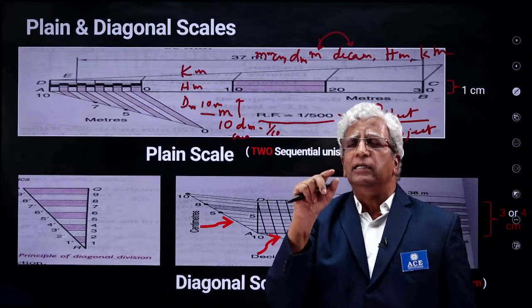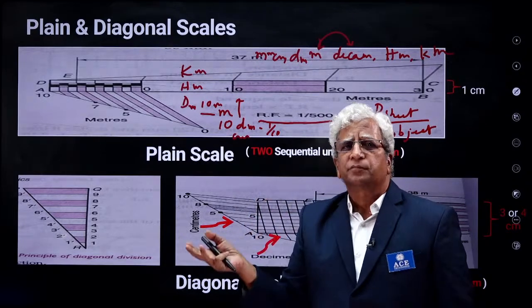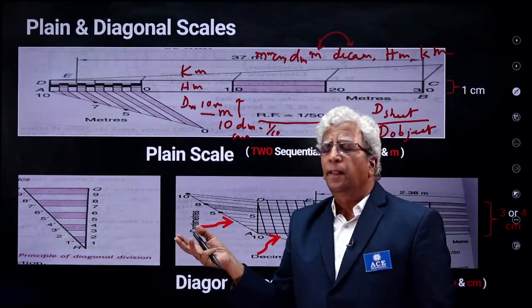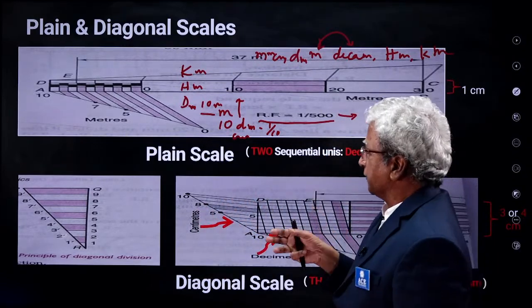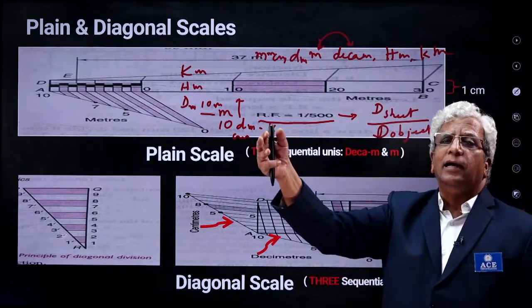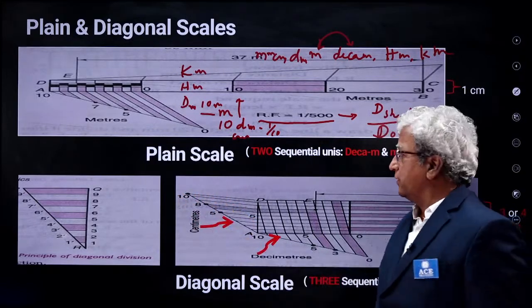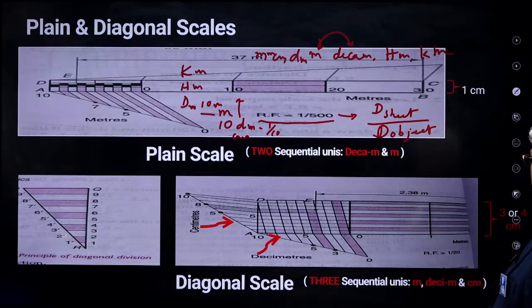If it is less than that, the basic unit we call primary unit, and the fractional unit we call secondary unit. So there will be terms like primary unit, secondary unit. If it is a diagonal scale, we get a third term, the fractional unit or tertiary unit. We will see them. So what is the diagonal scale?